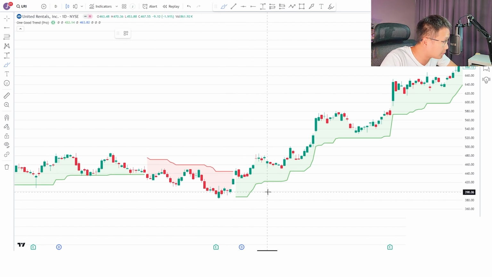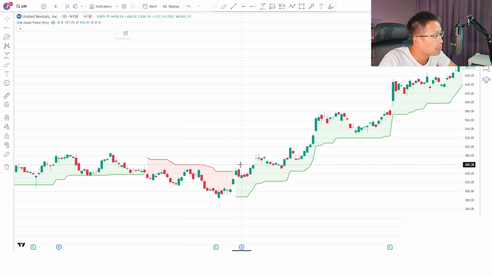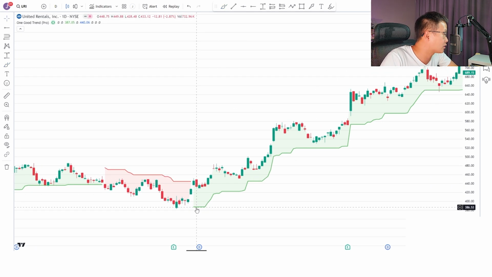So you can see it went down a little bit, and this trailing resistance follows it as it goes down. And finally, one fine day, we went above. We broke above this trailing resistance and it flipped. Of course, now we have a trailing support.